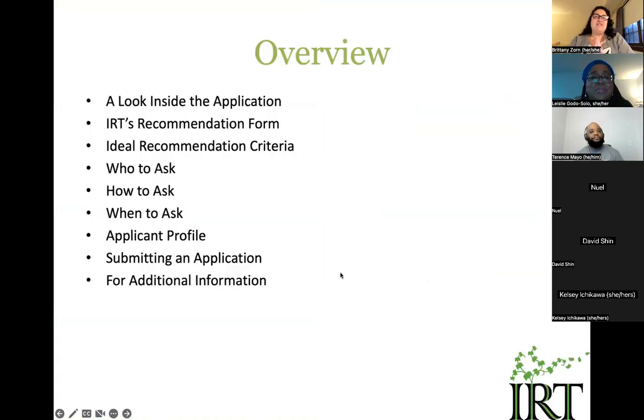Okay, so as we dive in, this is an overview of tonight's webinar. We're going to look at some screenshots from the application that are related to recommendations. So if you haven't gotten to the application yet, or haven't seen the recommendation page, you'll know what to look for. We'll talk about how we evaluate our recommendations and the ideal criteria for a 5 on a scale of 1 to 5. And if you remember from the first webinar in this series, you know what I'm talking about.